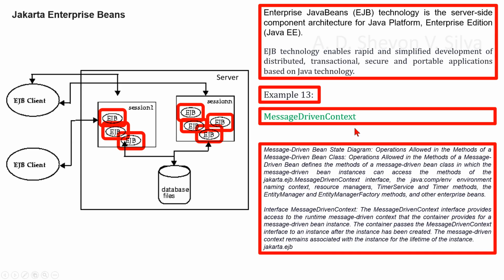The MessageDrivenContext interface provides access to the runtime message-driven context that the container provides for a message-driven bean instance. The container passes the MessageDrivenContext interface to an instance after the instance has been created. The message-driven context remains associated with the instance for the lifetime of the instance. This is in the package jakarta.ejb.